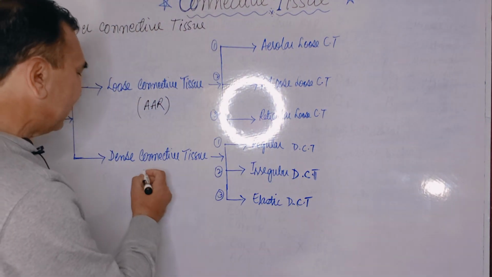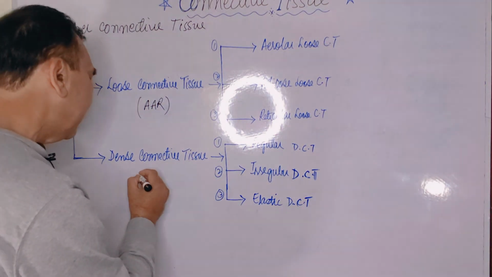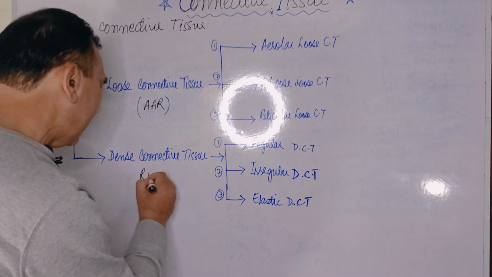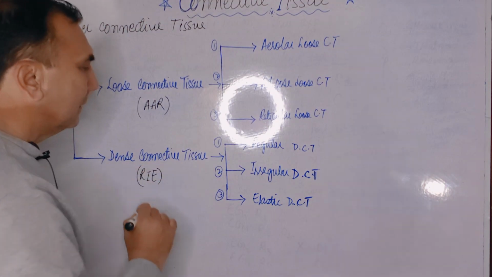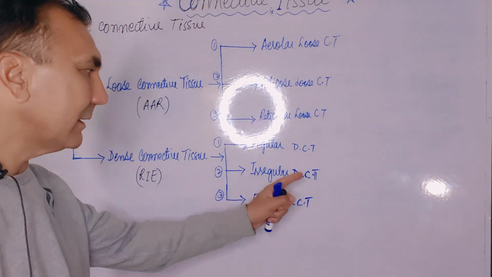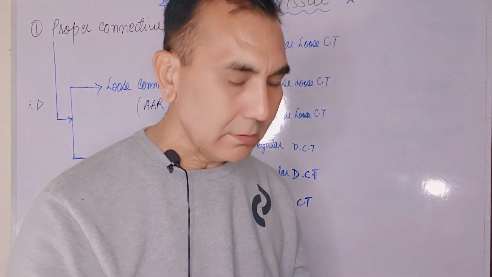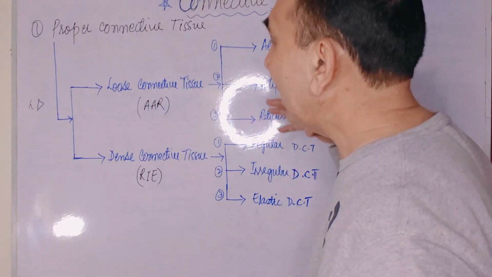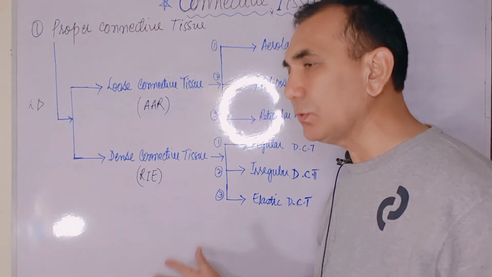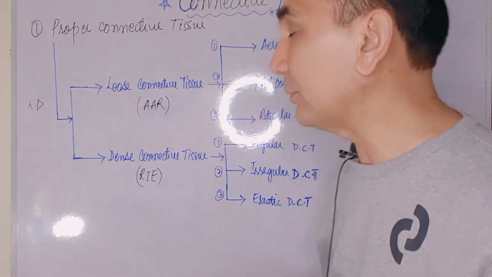Now, the dense connective tissues are further divided into three parts, and to remember these three types, we use the abbreviation RIE. R for the regular dense connective tissues, I for the irregular dense connective tissues, E for the elastic dense connective tissues. Now, we will discuss in detail the loose connective tissues and their subtypes, and the dense connective tissues and their subtypes.